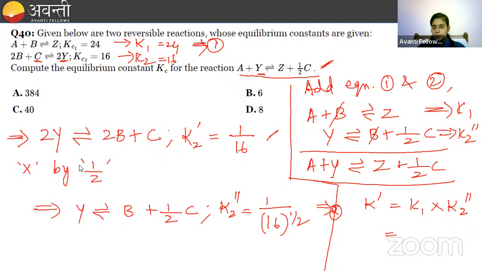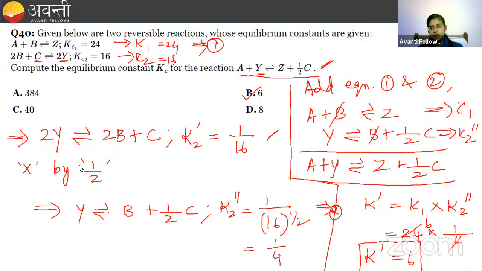K1 is 24. K2 dash is 1 by 16, power 1 by 2. So 1 by 16 power 1 by 2 is nothing but 1 by 4, right? If we take the root of 16, we will get 4. So let me substitute 1 by 4. So 24 times 1 by 4, by solving, we will get 6. So K dash is equal to 6. So option B is the correct answer for this question. K dash is equal to 6 is the correct answer.